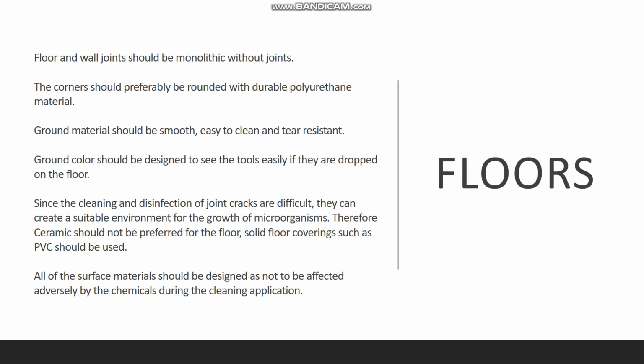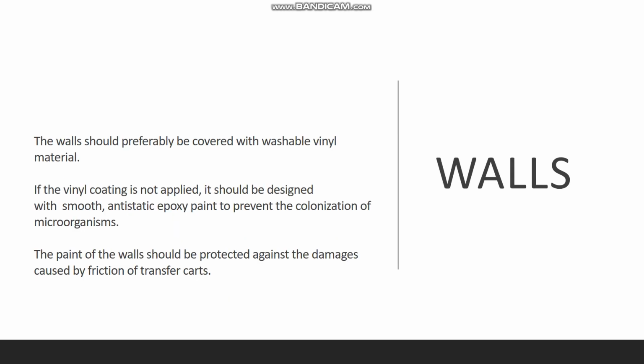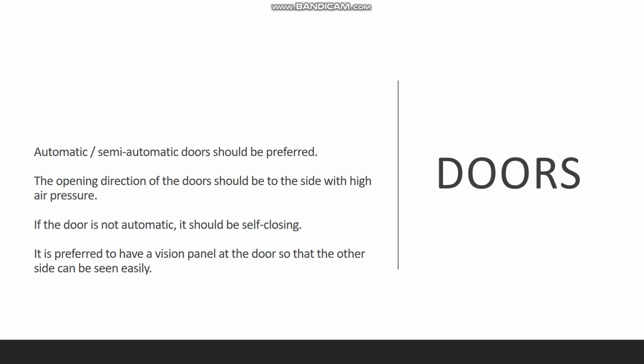All of the surface materials should be designed so as not to be affected adversely by the chemicals during the cleaning application. Walls. The walls should preferably be covered with washable vinyl material. If the vinyl coating is not applied, they should be designed with smooth, anti-static epoxy paint to prevent the colonization of microorganisms. The paint of the walls should be protected against the damage caused by friction of transferred carts.